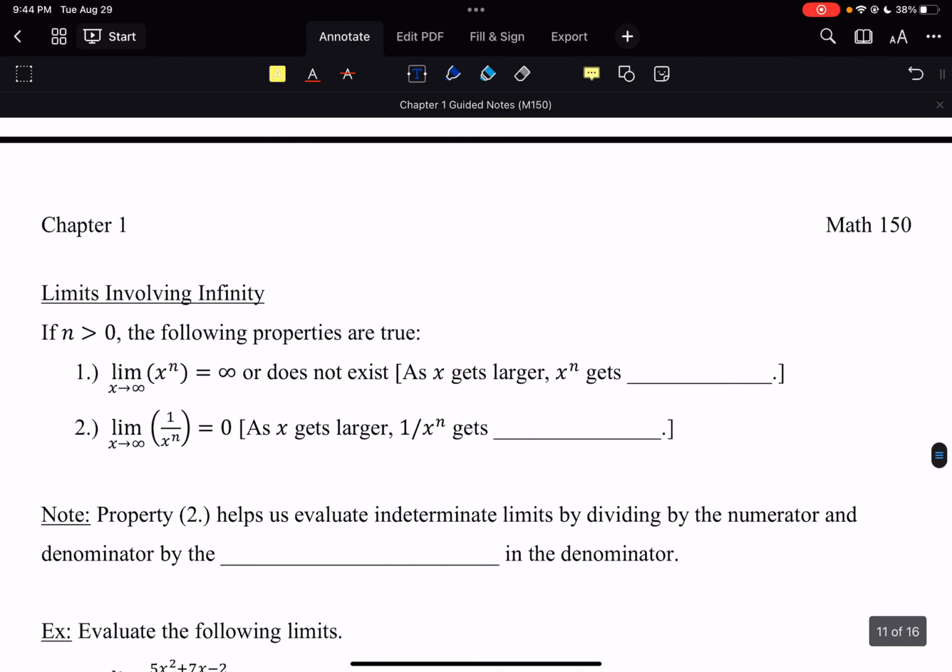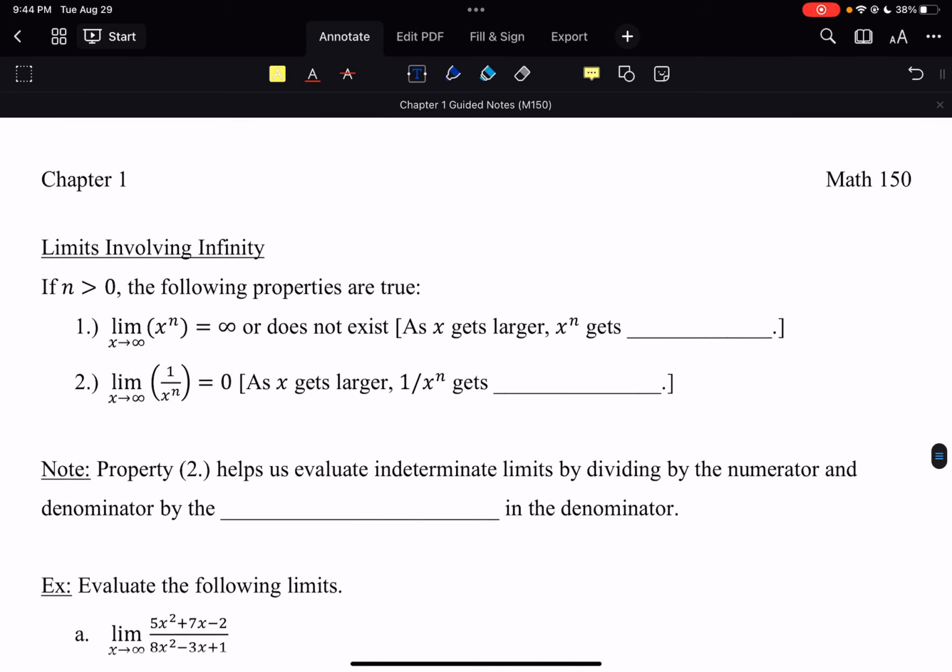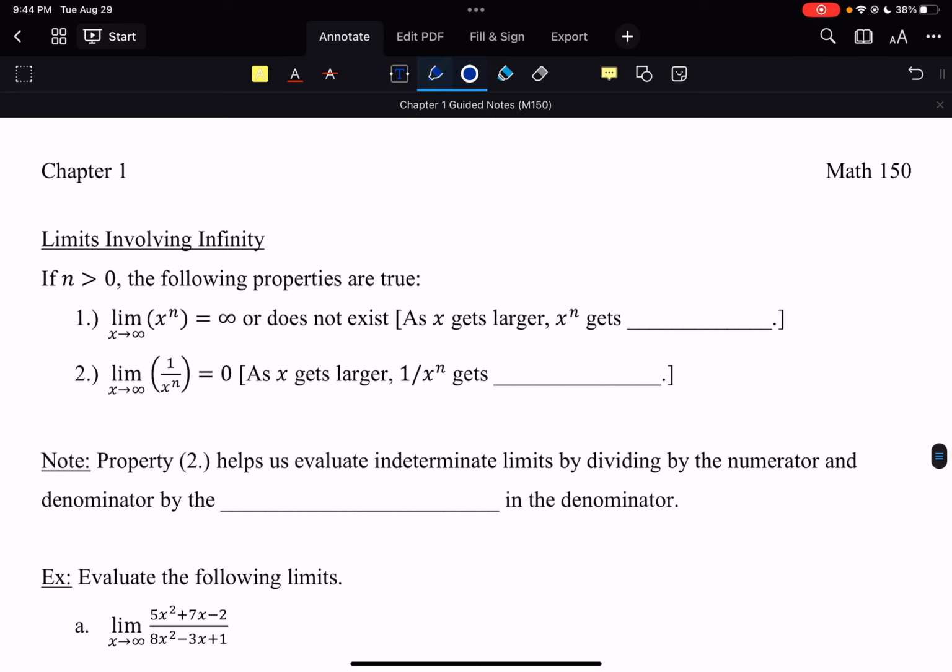We can also work with limits that involve infinity. So consider a value n greater than 0 as x approaches infinity. If we're on our graph here, this is x, that's y. The x values are just going that way forever. They're heading off towards positive infinity, off in that direction.